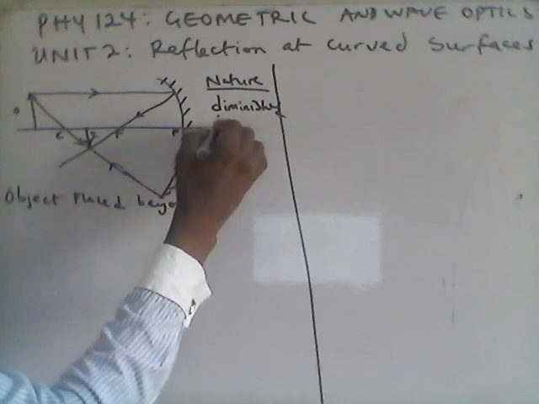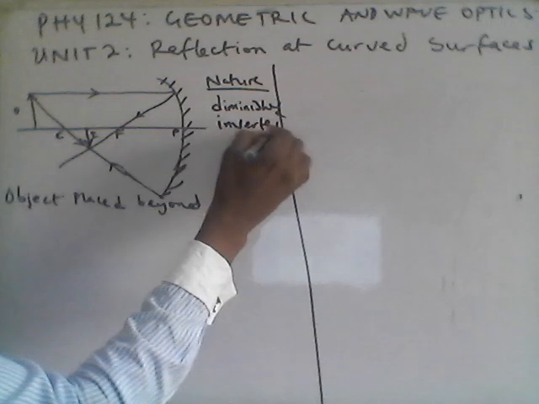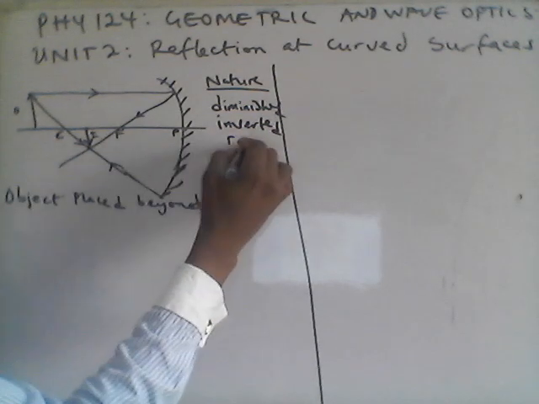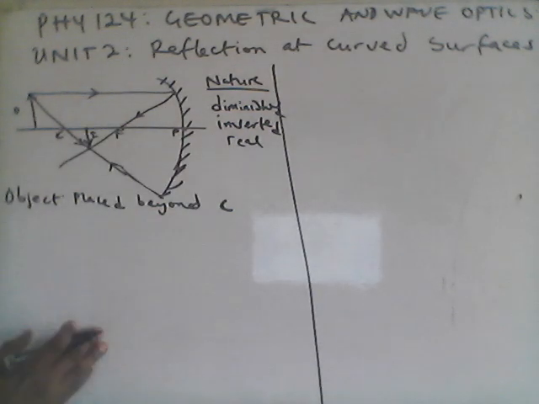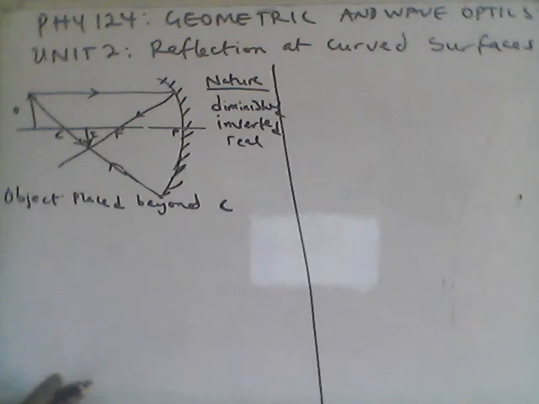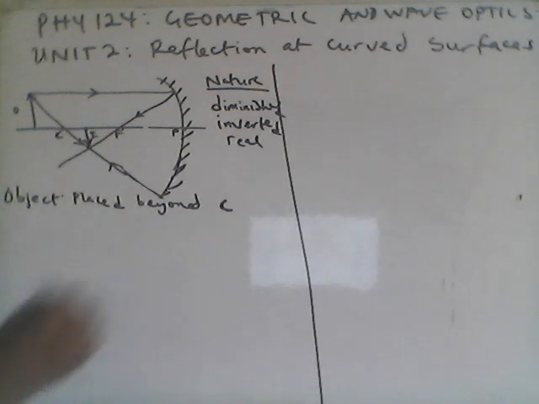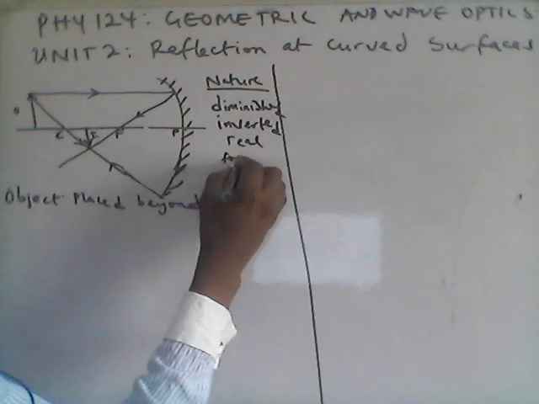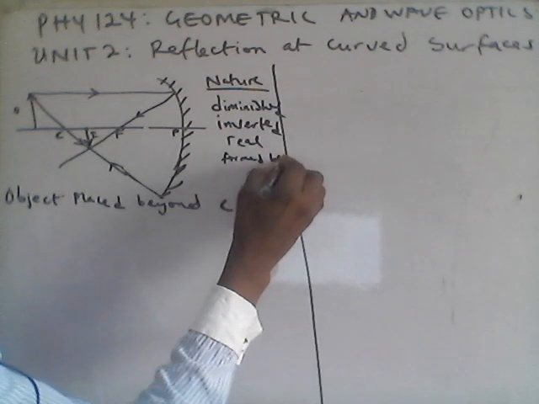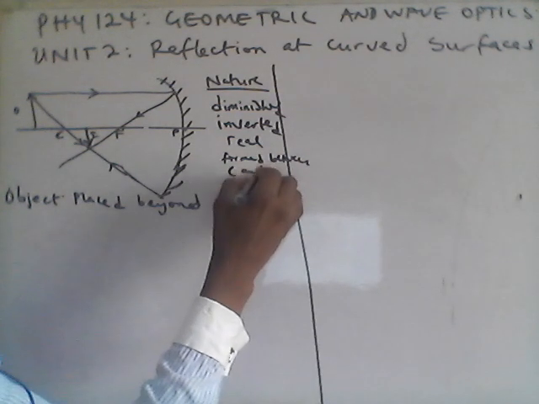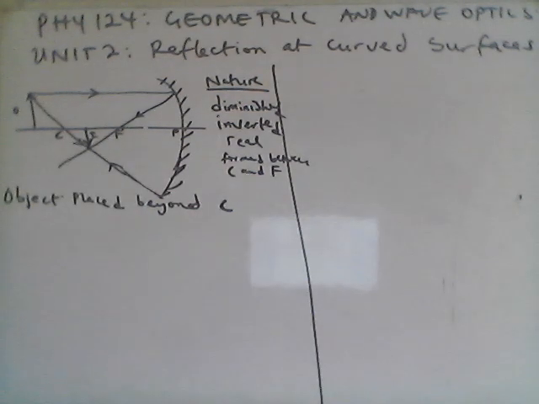Understand? It is inverted. Inverted means that it's upside down. It is real. Real because it is formed before the mirror. If it is formed behind the mirror, then it is virtual. So it is diminished, inverted, and real. What else? It is formed between C and F. So these are the features of this particular configuration.